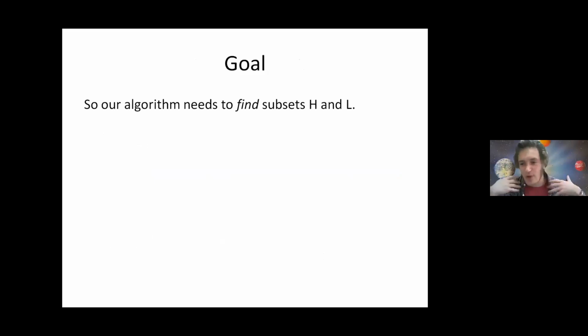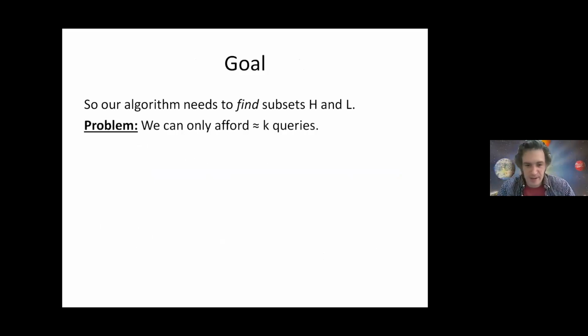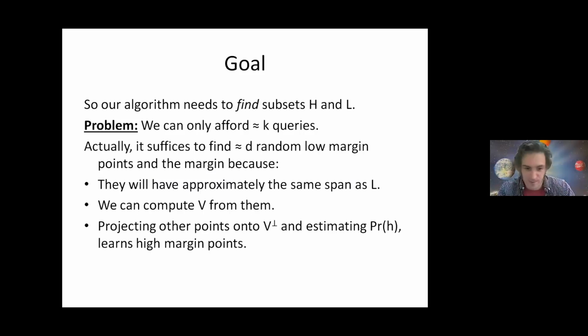But in order for any of this to work, we need an algorithm to actually find these subsets, H and L. And the problem is that we can only afford to use k queries. The idea is that we wanted to use k queries to learn a k over d fraction of the points. If we're willing to use d queries for it, it doesn't help us very much. And so let's simplify things a little bit here.